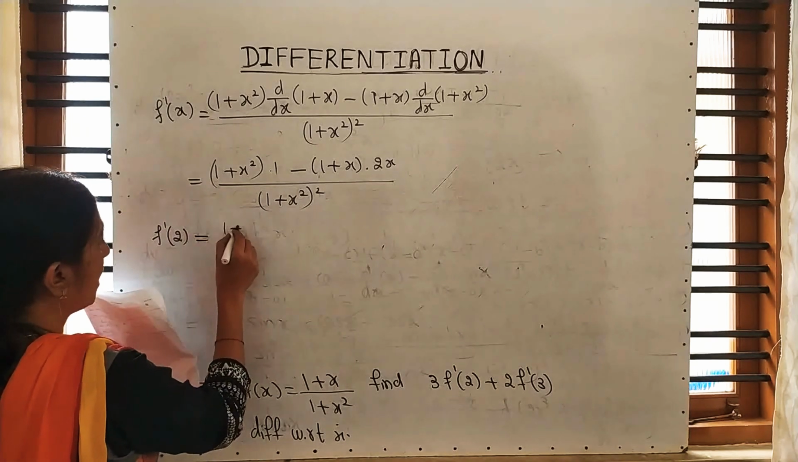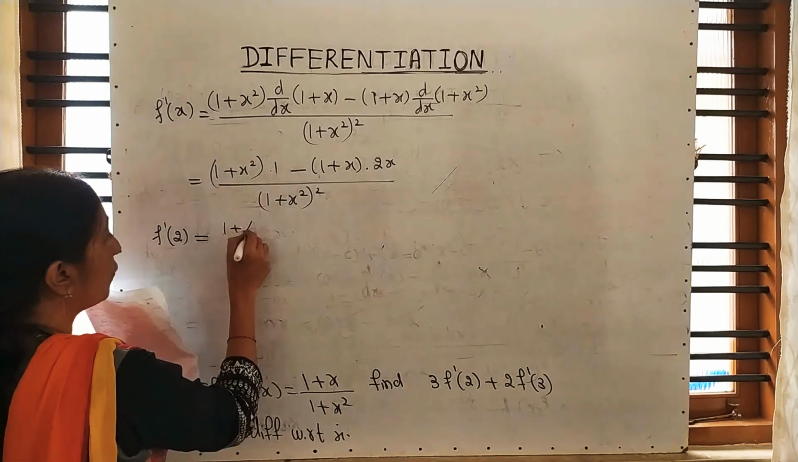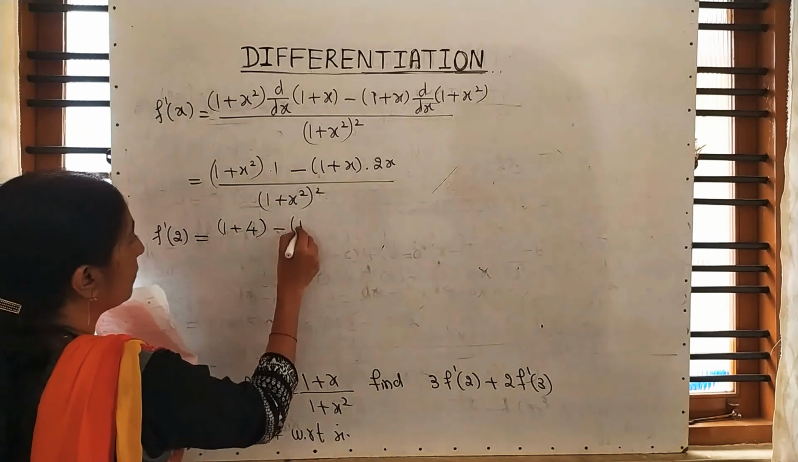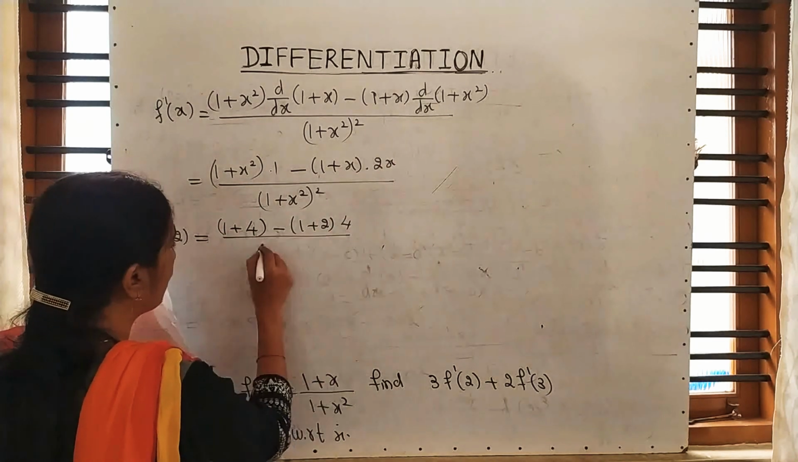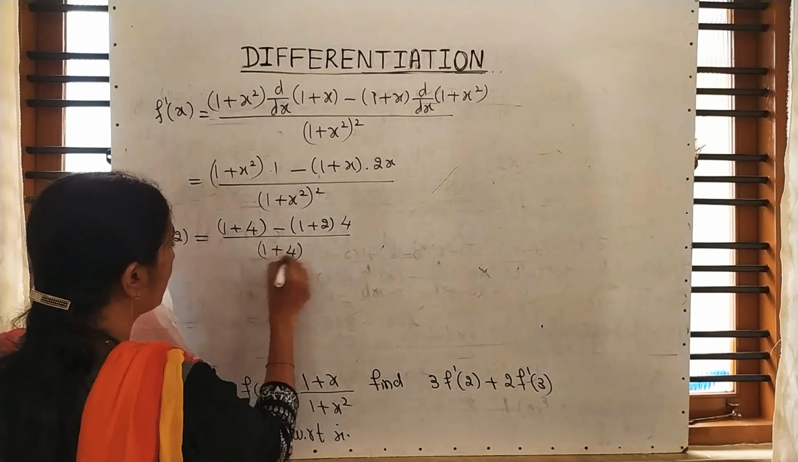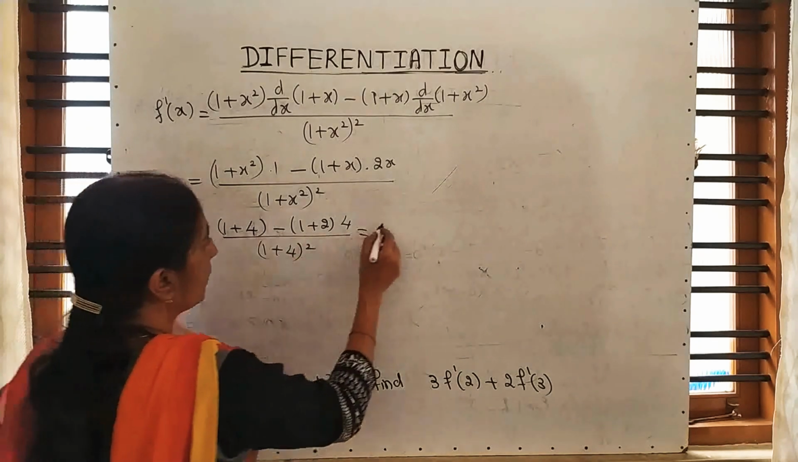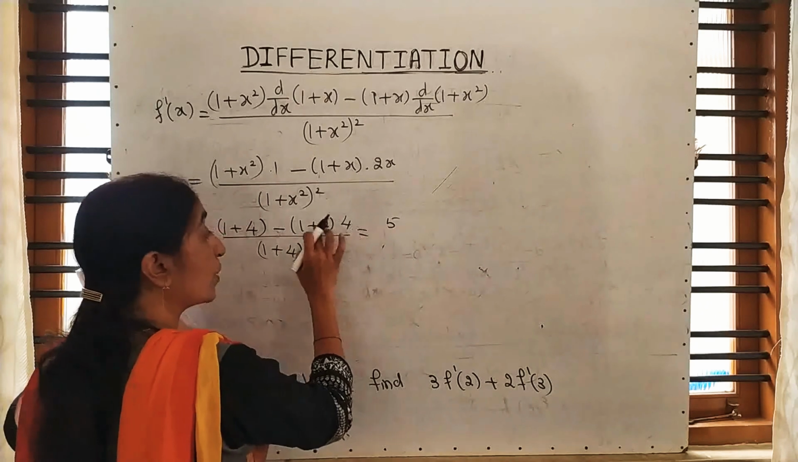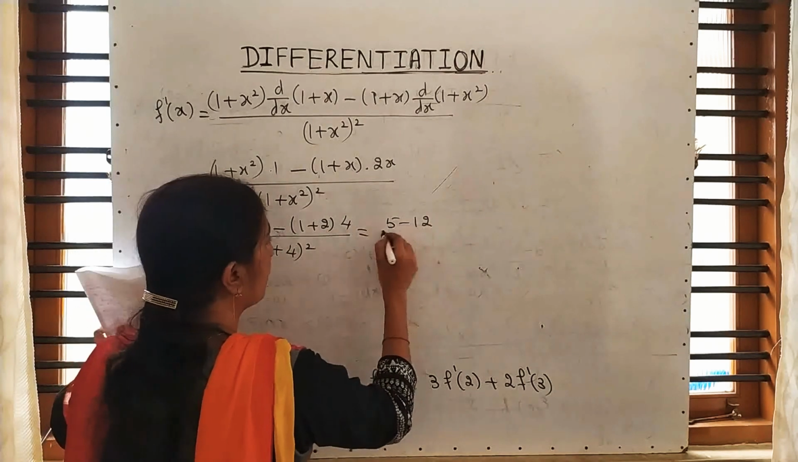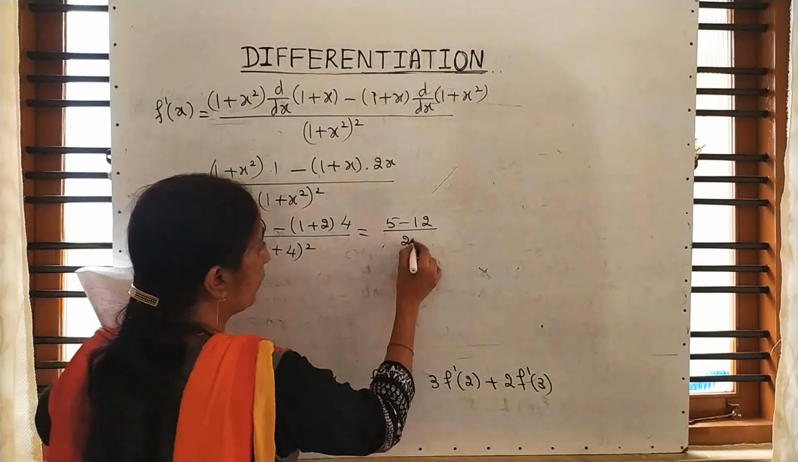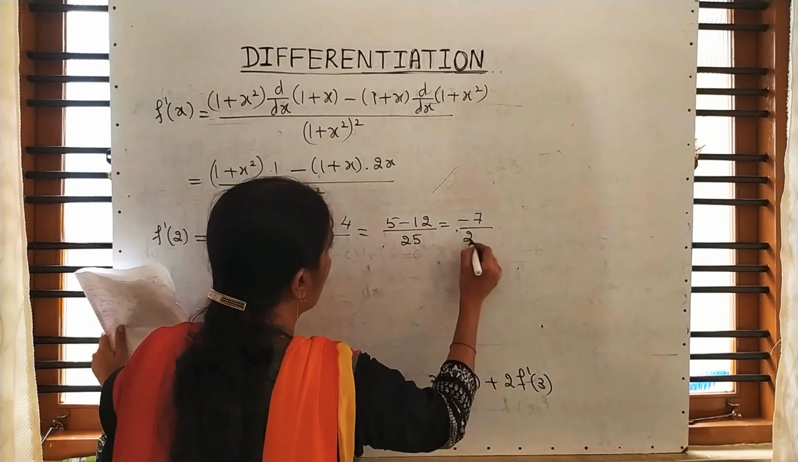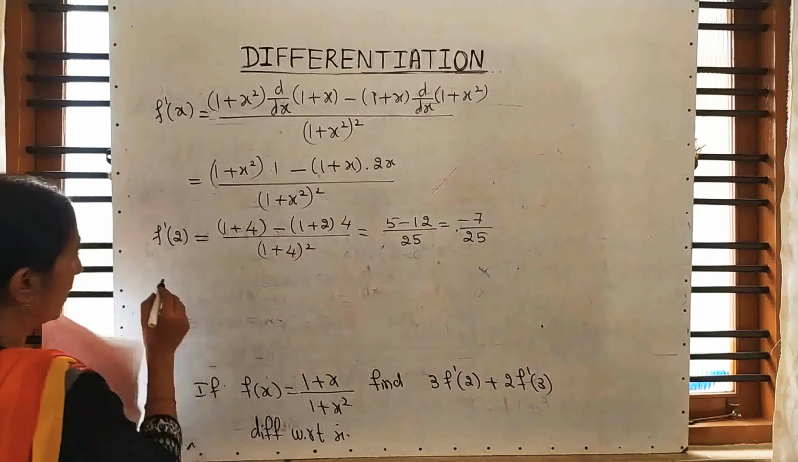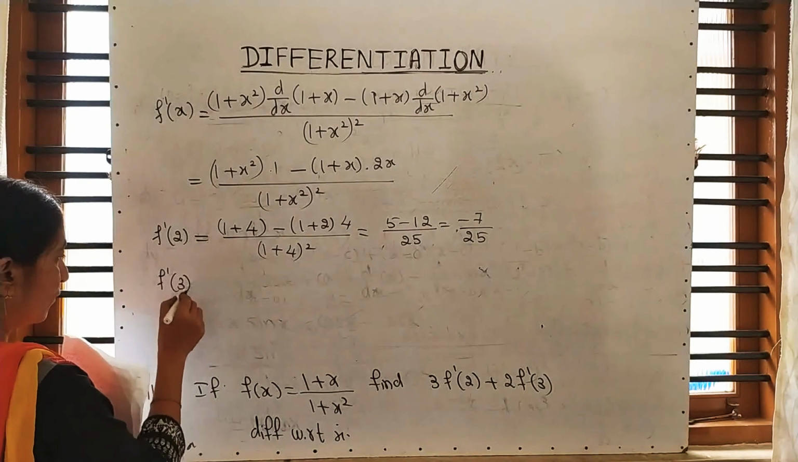Wherever x is there, I am writing 2. 2 square is 4. And 2 into 2, 4. This is 5 minus 4 into 3. 5 plus 1, 25. It is minus 7 by 25. Next, f dash of 3.